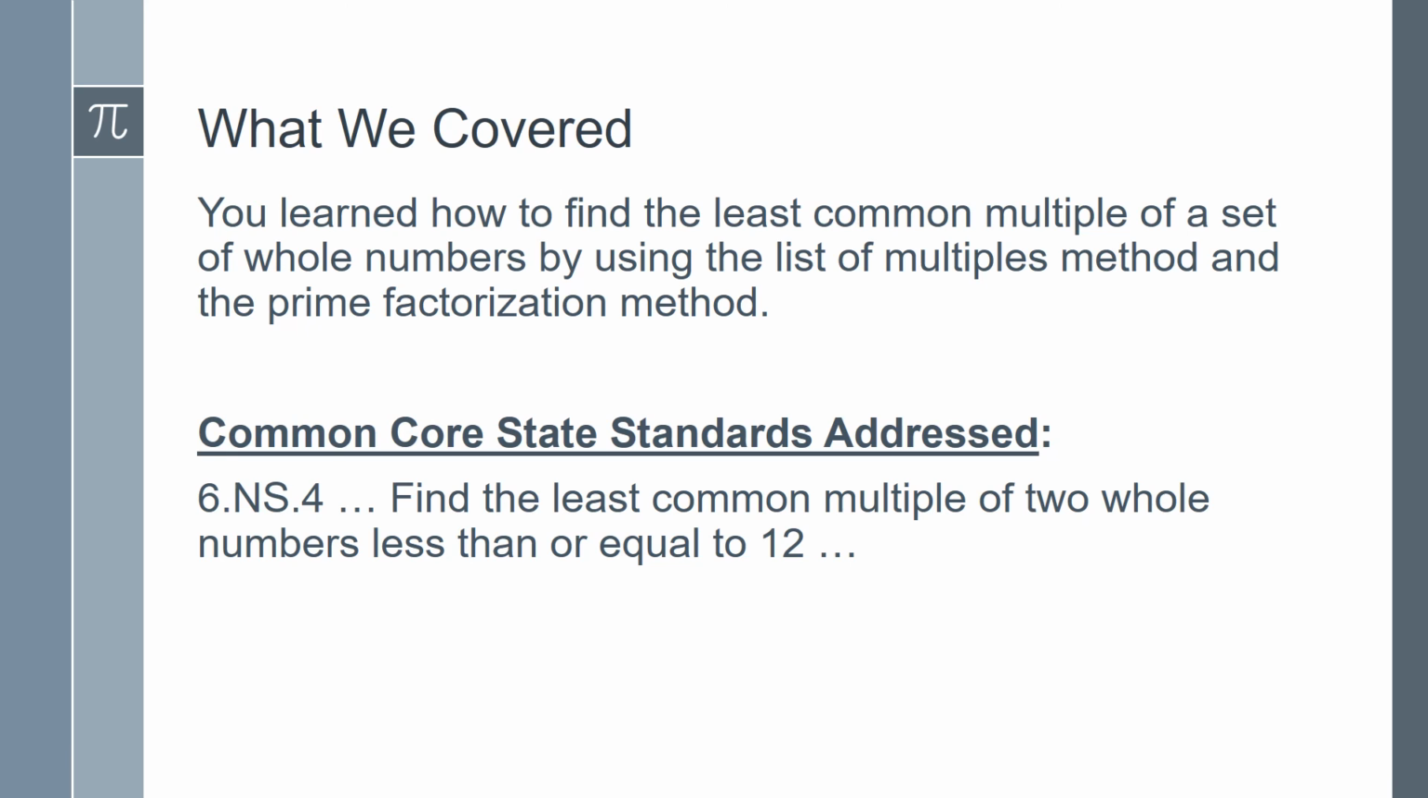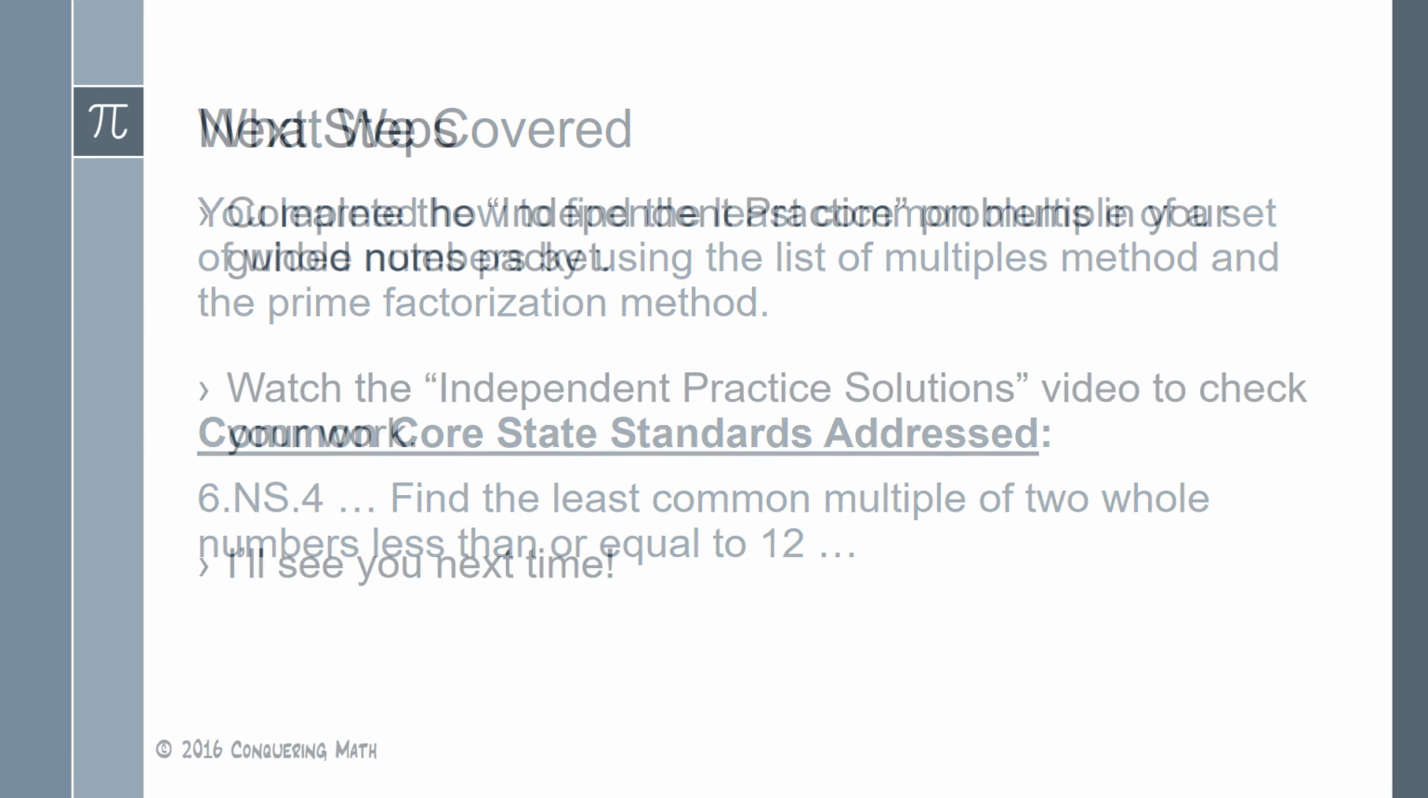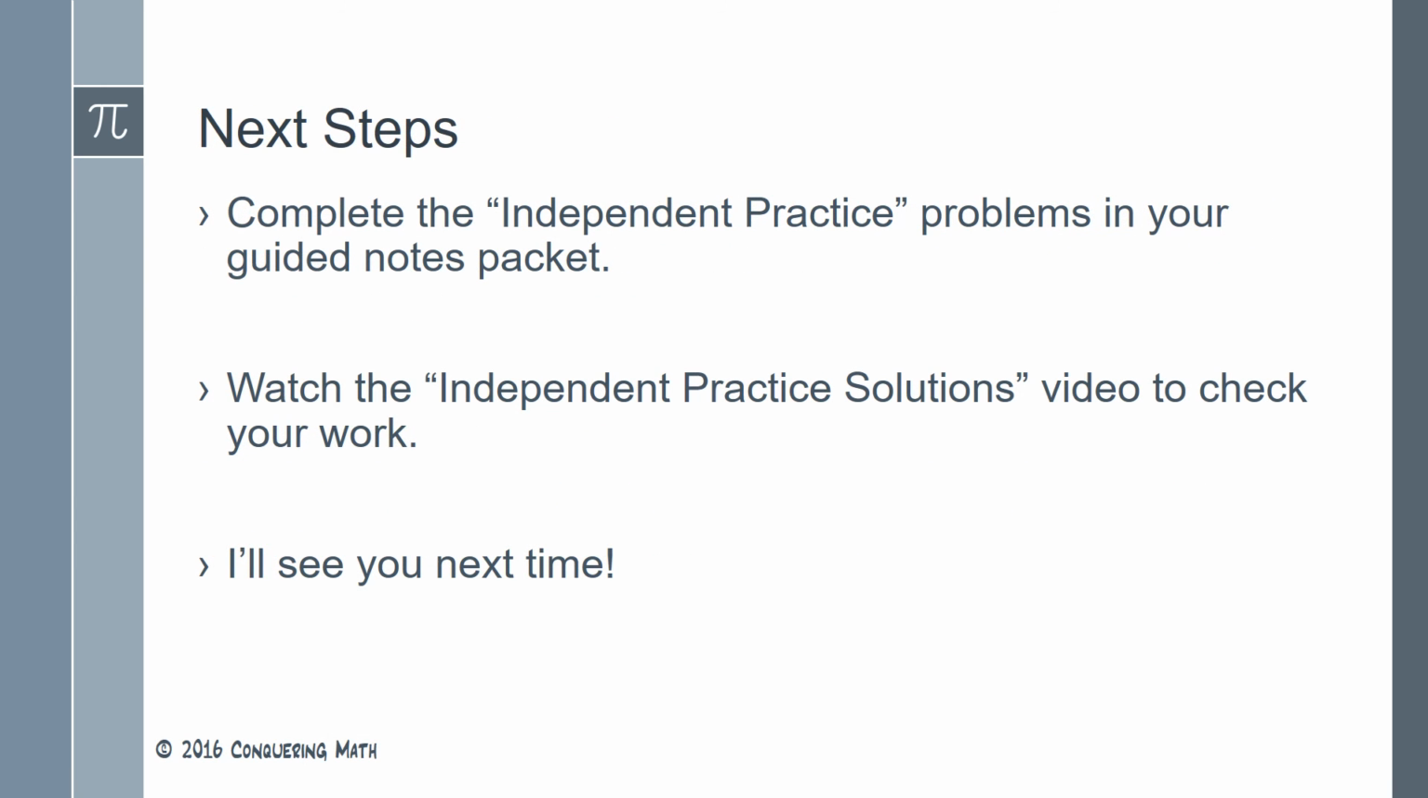Today you learned to find the least common multiple of a set of whole numbers by using the list of multiples method and the prime factorization method. The Common Core State Standard today was 6.NS.4. Now that you are familiar with these techniques, complete the independent practice problems in your guided notes packet. Then watch the independent practice solutions video to check your work.